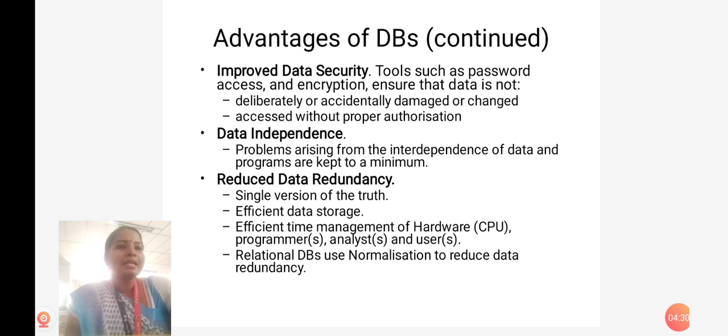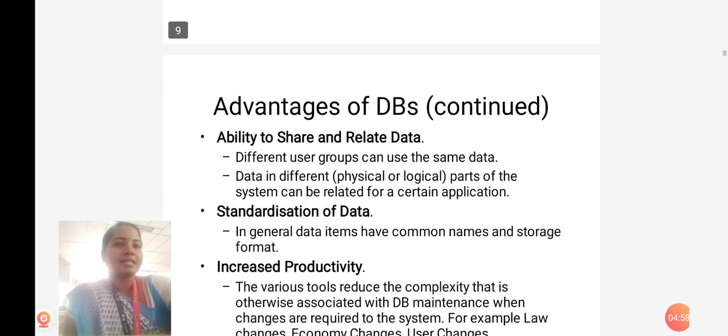Problems arising from the interdependence of data and programs are kept to a minimum. Reduced data redundancy. Single version of the truth is here. Efficient data storage is also used. Effective time management of hardware, that is the CPU. Here they are coming to say the priority scheduling method for programmers, analysts, and users. Priority scheduling is used everywhere. Relational databases use normalization to reduce the data redundancy.